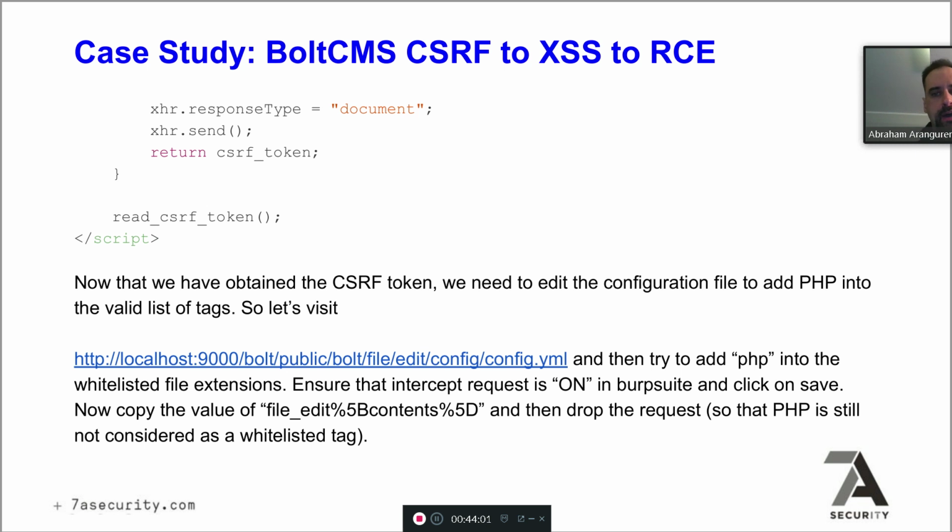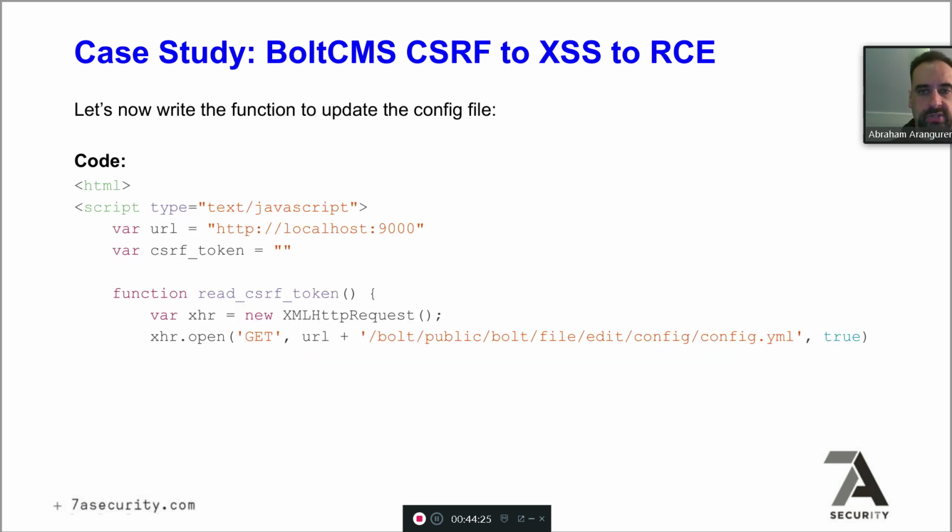Now that we have obtained the cross-site request forgery token, we need to edit the configuration file to add PHP into the valid list of tags. So we can visit this link and then try to add PHP into the whitelisted extensions. Ensure that intercept request is on in Burp Suite, and then click on save. Then you can copy the value of file edit contents and drop the request so that PHP is not considered a whitelisted extension yet.